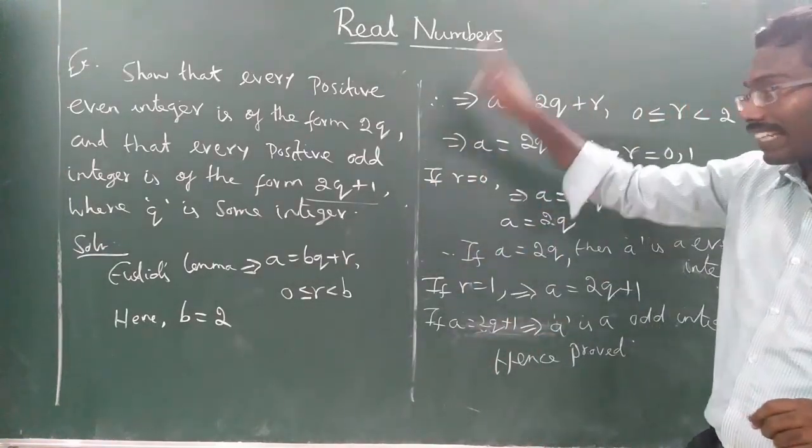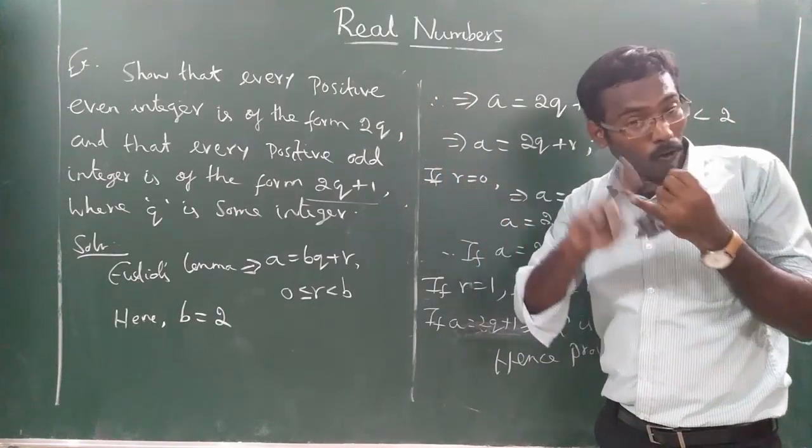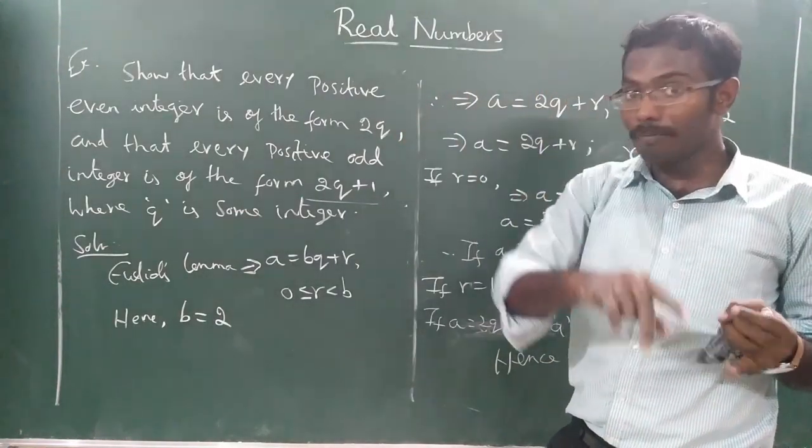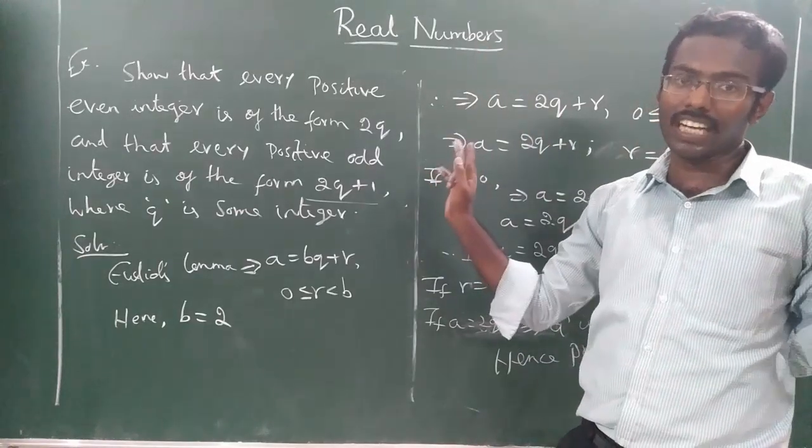So that's all for today's class. So your homework: exercise 1.1 first sum remaining 2 subdivisions and second sum. That's all your homework.